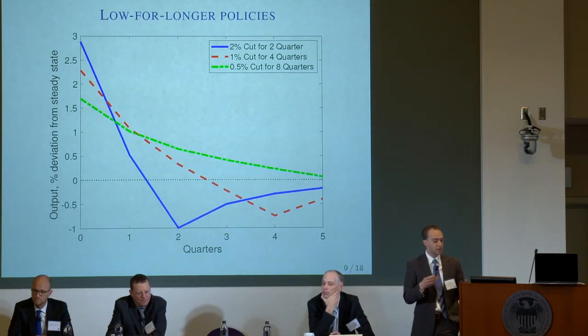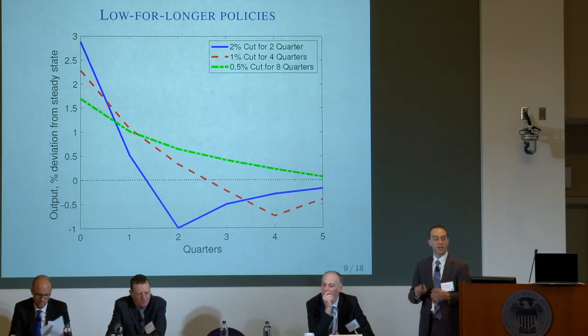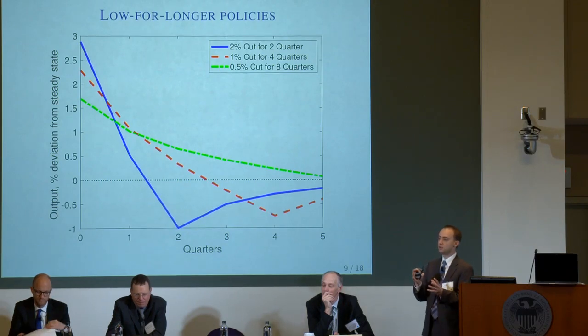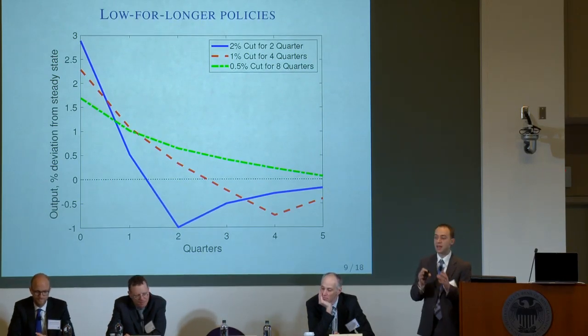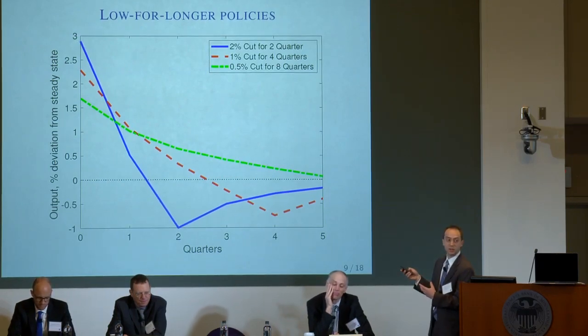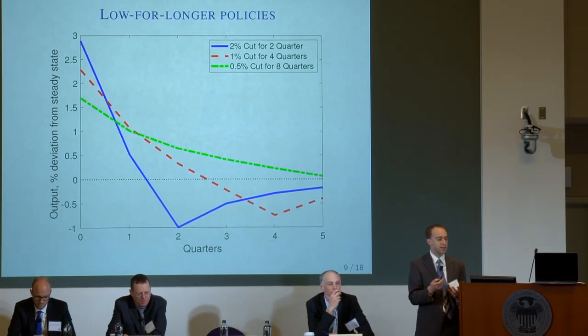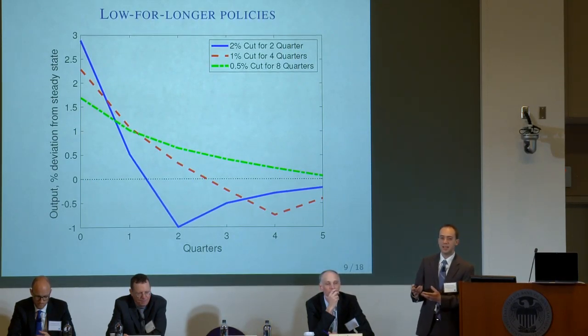Putting that same idea in a different way, here I consider 3 different policy paths that all accumulate to the same promised deviation of interest rates. So the blue line cuts by 2% for 2 quarters, the red line is 1% for 4 quarters, and the green is 0.5% for 8 quarters. So again, these promise the same cumulative deviation of real interest rates, and in the textbook model would lead to the same output effect on impact. But again, we see that the front-loaded stimulus is quite a bit more effective than the more low-for-longer policy. So these slides are meant to convey that forward guidance works less effectively in this view of the world than it does in the textbook model.